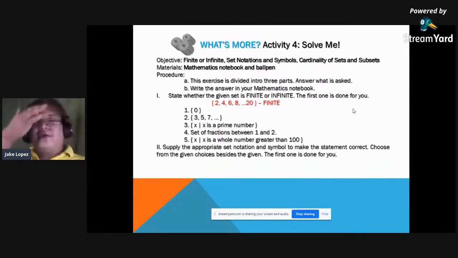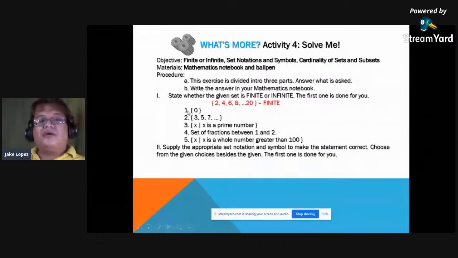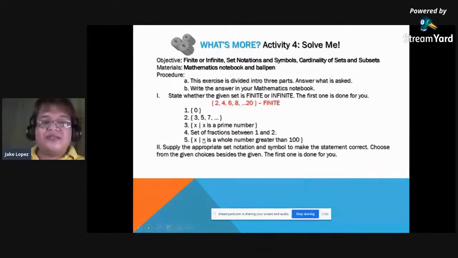For example, 2, 4, 6, 8, and then dot dot dot 20. So finite siya. Ibig sabihin, though may ellipsis siya, pero meron siyang last number na 20. So ibig sabihin, may mga numbers pa dito between this 8 and 20. Pero nag-end siya. Meron siyang last number. Okay? And then, ito yung other numbers na answeran nyo.